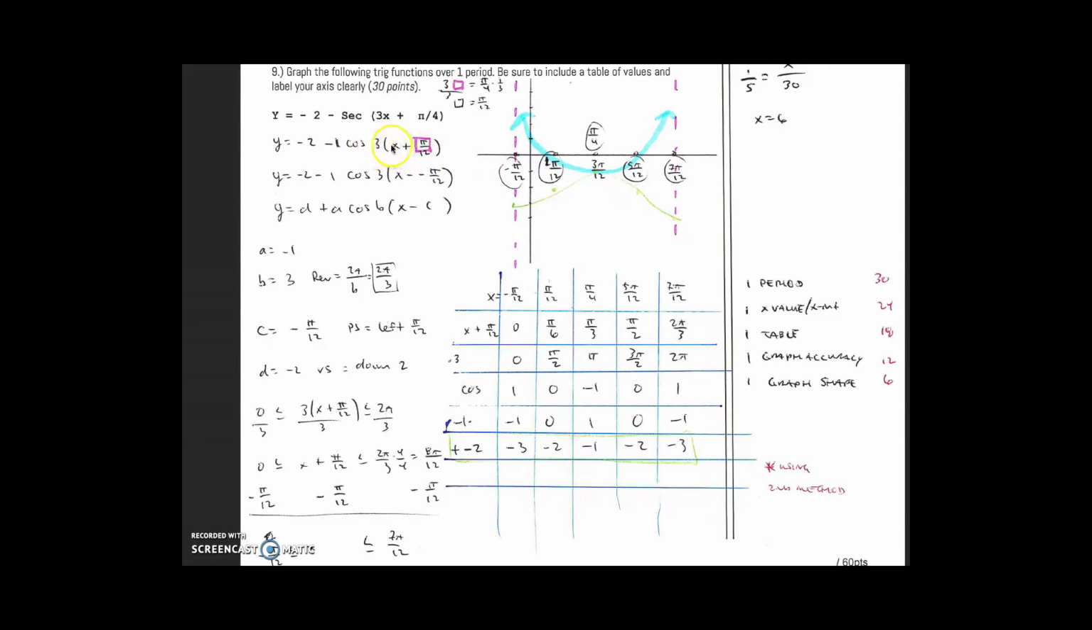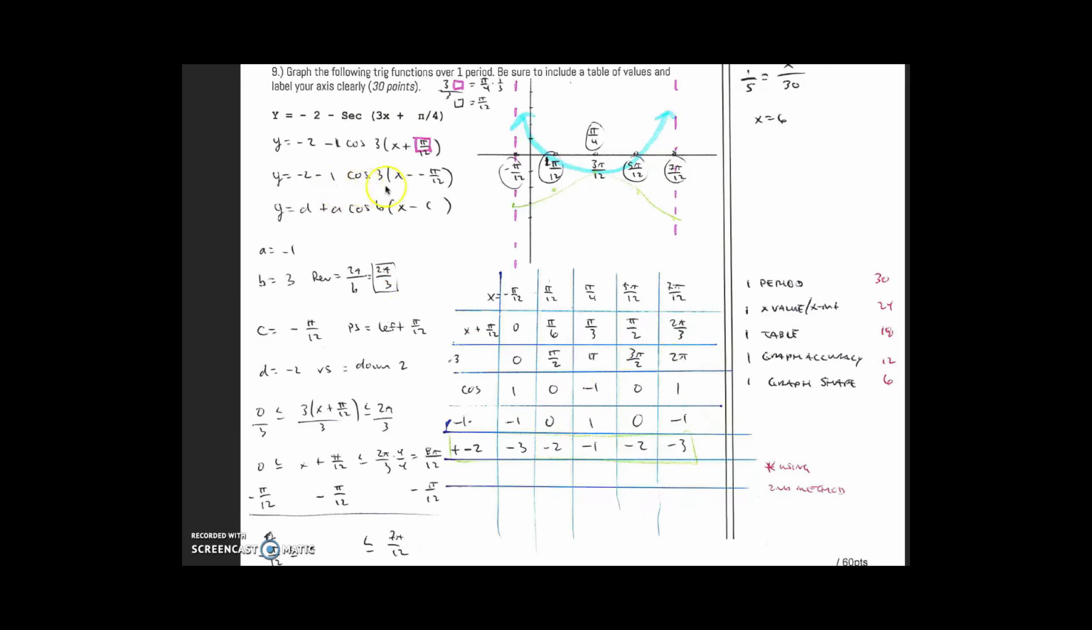The next thing I'm going to do is multiply my x values by 3. So if you multiply there, you get pi over 2, pi, 3 pi over 2, and 2 pi. There's my golden row for cosine. After I get my golden row for cosine, I'm going to find cosine at those values using your unit circle. That's just 1, 0, -1, 0, and 1.